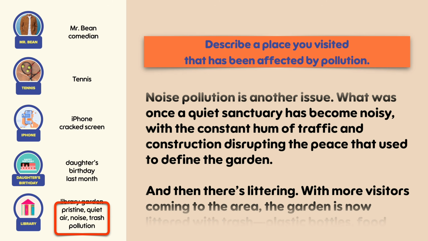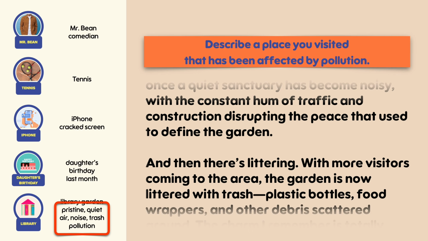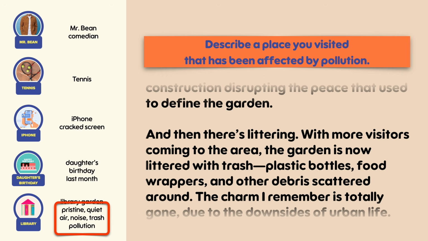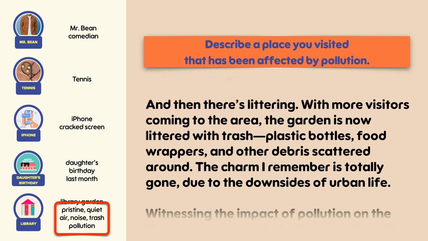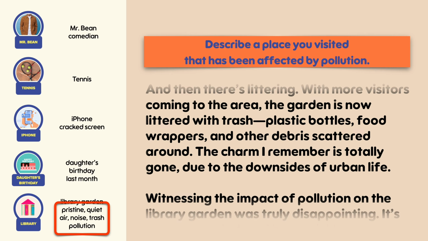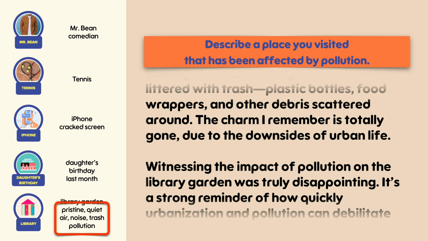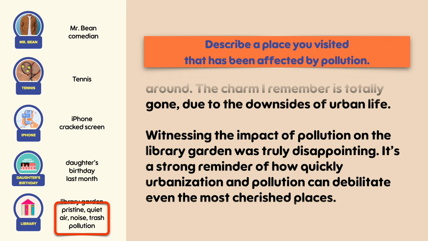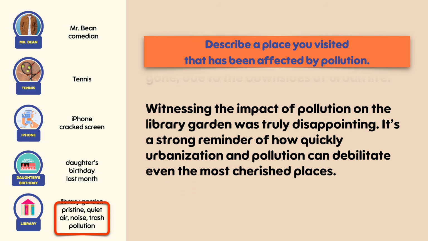And then there's littering. With more visitors coming to the area, the garden is now littered with trash, plastic bottles, food wrappers, and other debris scattered around. The charm I remember is totally gone due to the downsides of urban life. Witnessing the impact of pollution on the library garden was truly disappointing. It's a strong reminder of how quickly urbanization and pollution can debilitate even the most cherished places.